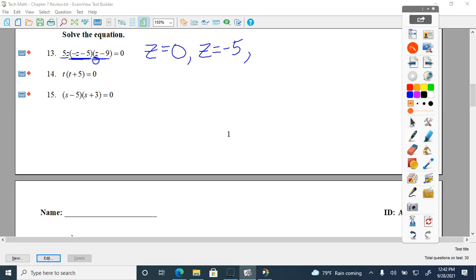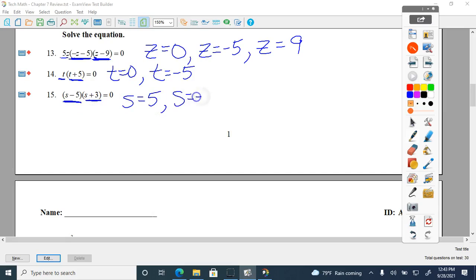And then what about z minus 9? What would z need to be? Positive 9. Okay. How about 14? What's this t got to be? 0. Or this one can be what? Negative 5. And the last one on this page, s, this s would be what? 5. And this s would be very, very simple. Okay?